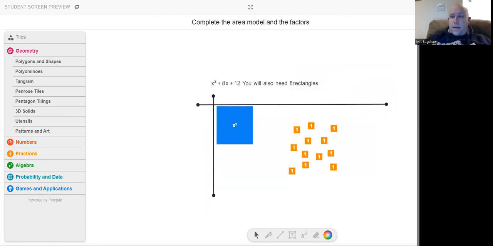So here's our first little practice question. Unfortunately, I know the answer, so this is not going to be quite as helpful. But basically, I can see I need a big square, 8 rectangles, and 12 little squares. So I already went ahead and dragged out a big square, and I laid out 12 rectangles.